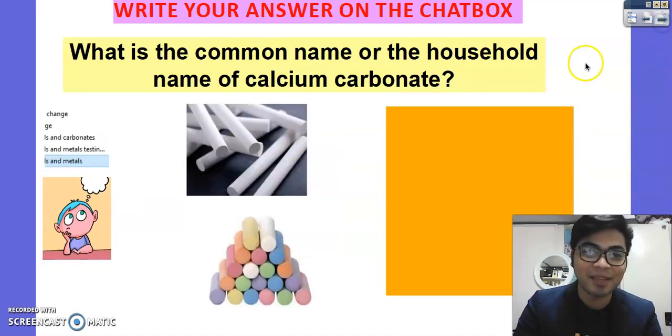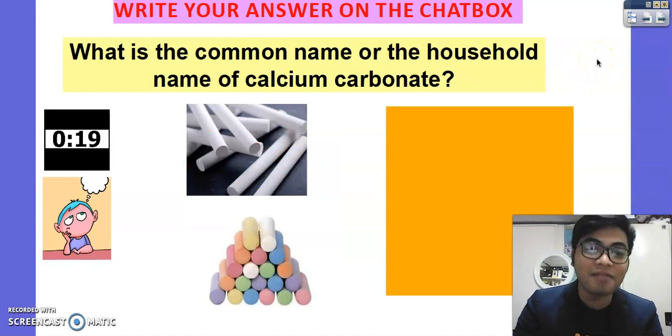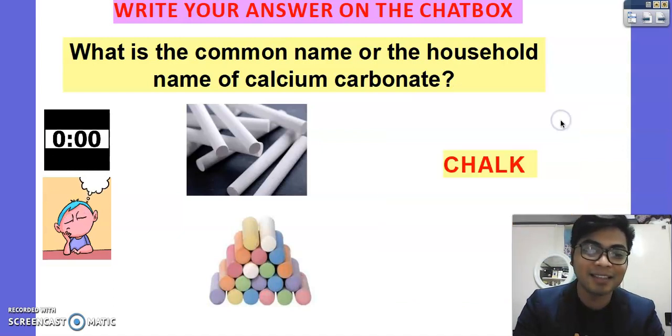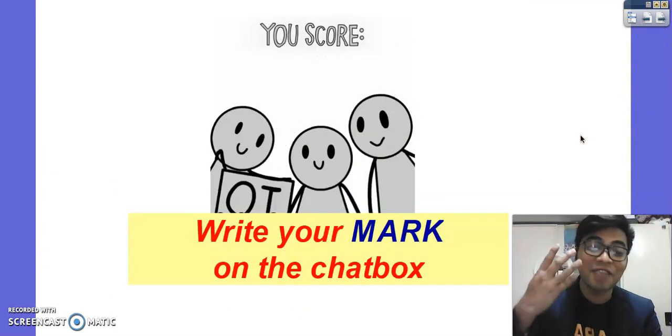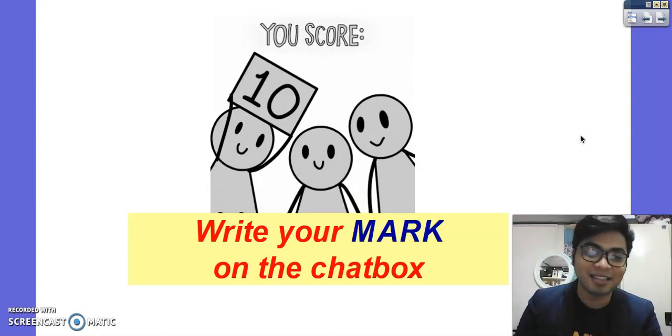Next question. What is the common name of the household name of calcium carbonate? Just look at the picture. It's very simple. What is it? The correct answer is it's chalk. So how many marks did you get? Did you get 4? If you get 4, you are really awesome.